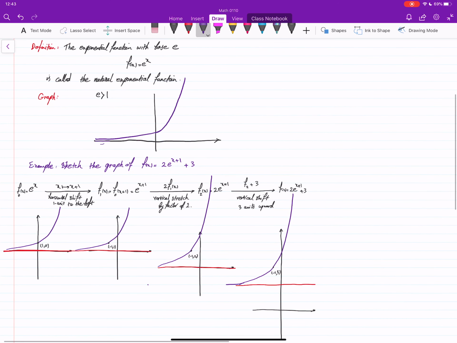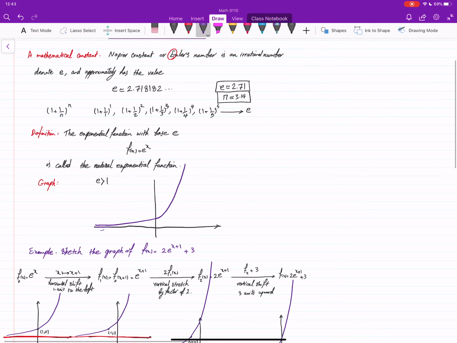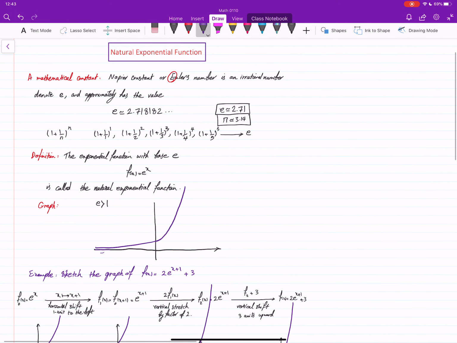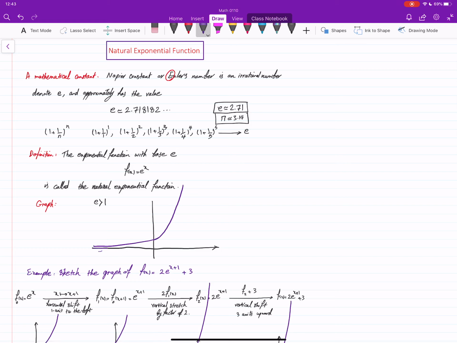The natural exponential function is very important. You will see right after this section that the first thing to know is the derivative of this guy, and among all the exponential functions, the derivative of the natural exponential function is the easiest and the best one.